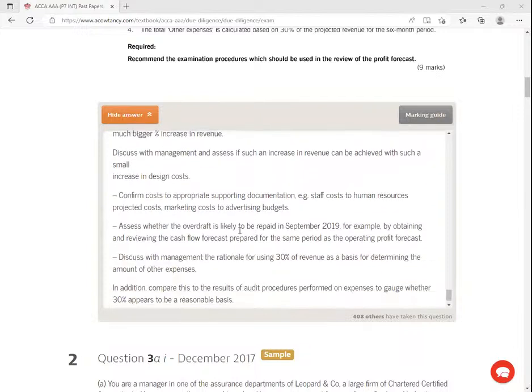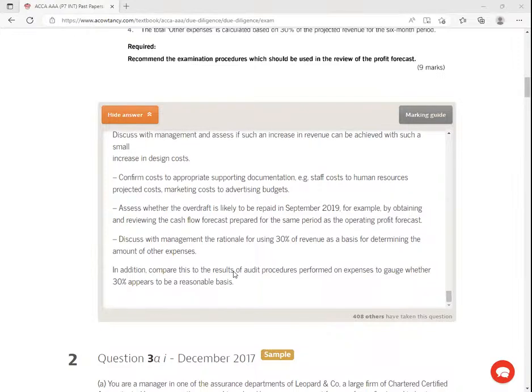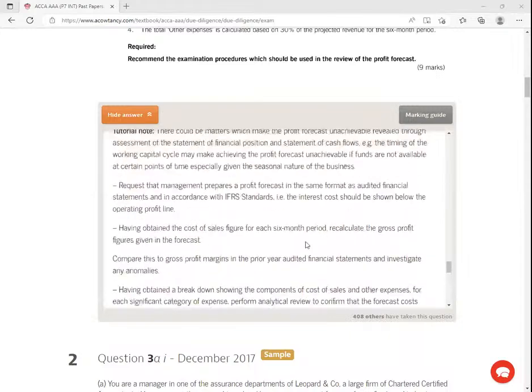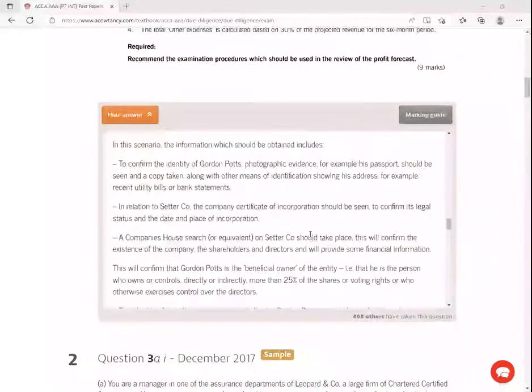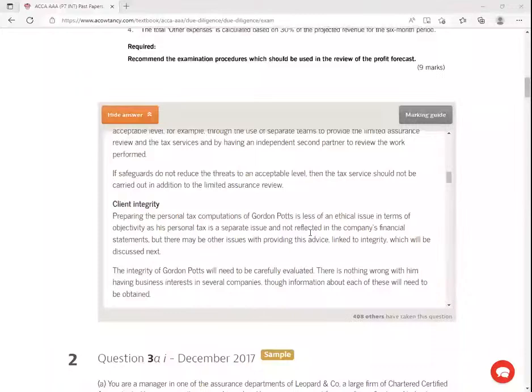Assess whether the overdraft is likely to be repaid in September, for example, by obtaining and reviewing the cash flow forecast prepared for the same period as the operating profit forecast. Discuss with management the rationale for using 30% of revenue as a basis for determining the amount of other expenses. In addition, compare this to the results of audit procedures performed on expenses to gauge whether 30% appears to be a reasonable basis. Remember, these were among the assumptions that we had up there.